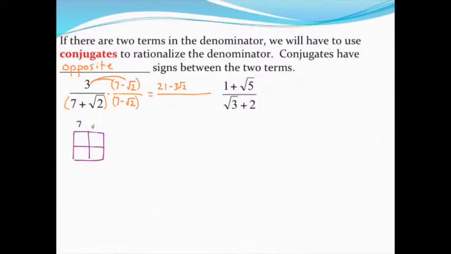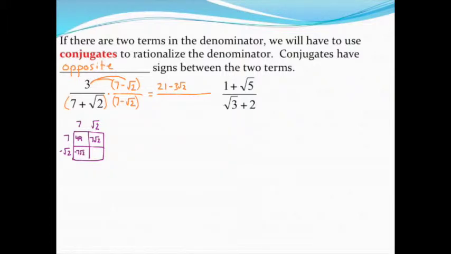So 7 plus the square root of 2 is one of my terms, and then 7 minus the square root of 2 is my other term. So write those outside the box. And then I'm going to multiply rows and columns together. So 7 times 7 is 49. 7 times the square root of 2 is just 7 square root of 2. 7 times the negative square root of 2 is negative 7 square root of 2. So hopefully you can see what's about to happen.